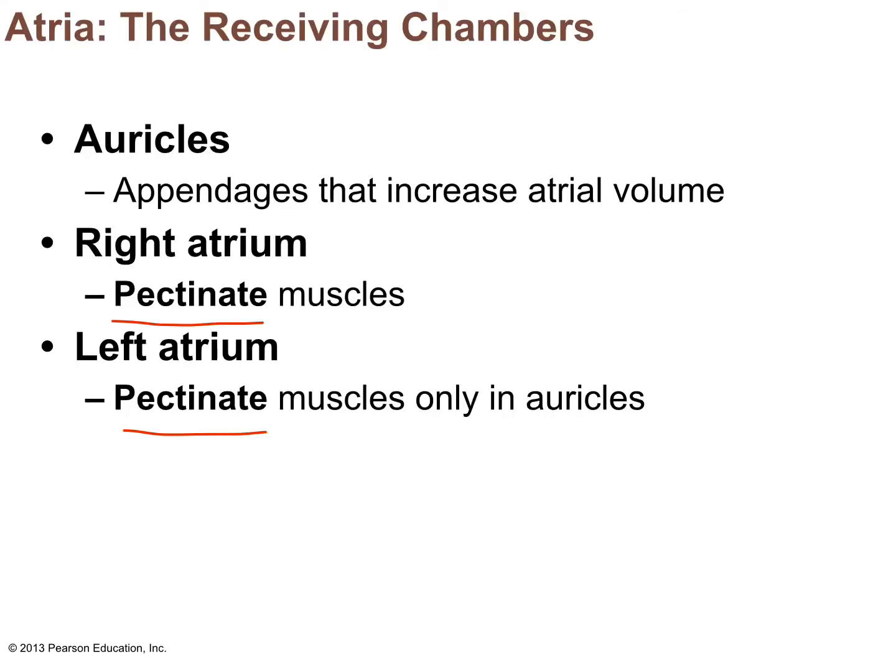Inside the atria, we have a muscle called pectinate muscle. Pectinate is only in the atria. Ventricles have different muscle that we'll talk about. You could also see, it talks about here the auricles increasing atrial volume. Those are the structures I just mentioned on the last slide.